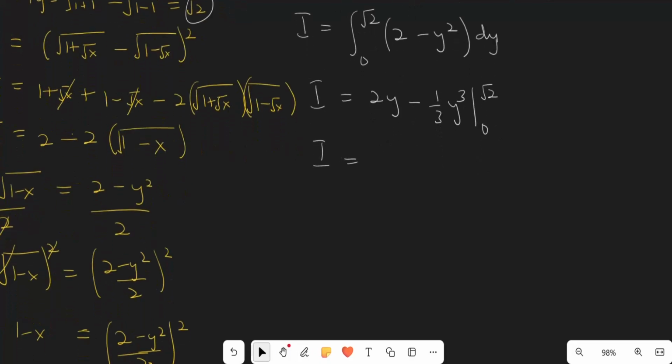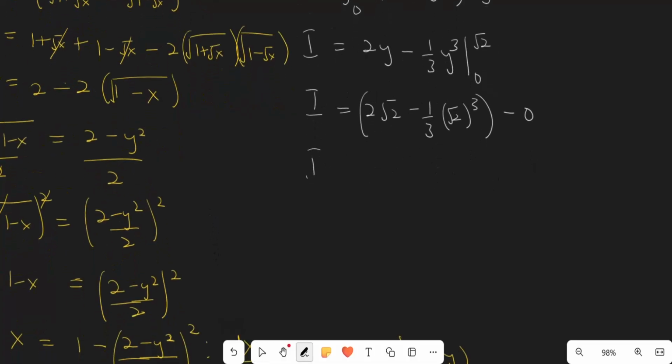So I is going to be plugging in your upper limit. This is 2 root 2 minus 1/3 root of 2 to the third. This is the upper limit. The lower limit is really 0 because we plug in 0 here. That gives you 0. So I is going to be 2 root 2 minus 1/3 root 2 to the third, which is root of 2 times root of 2 times root of 2, which is 2 root of 2.